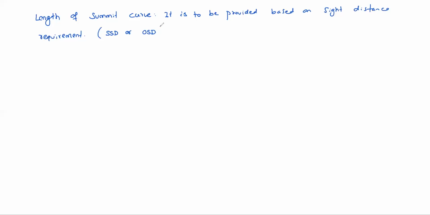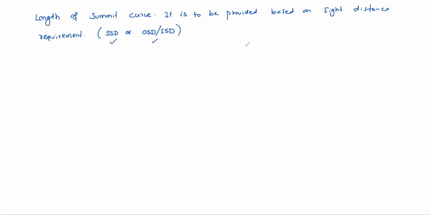If it is not possible to provide overtaking sight distance, at least ISD, intermediate sight distance. So based on this SSD or OSD or ISD, we need to calculate the length of summit curve based on these requirements. You can calculate the length of summit curve based on SSD, and you can calculate the length of summit curve based on OSD or ISD. So here again two cases we have.